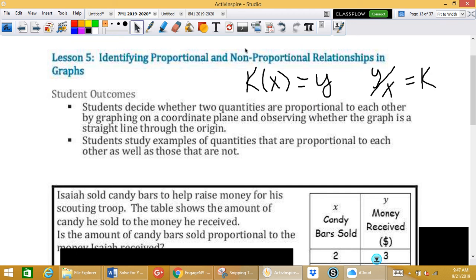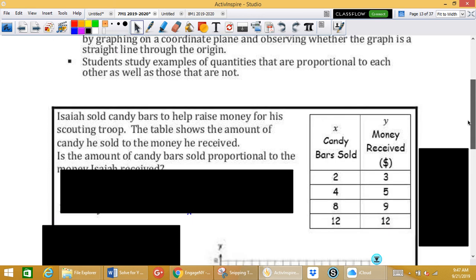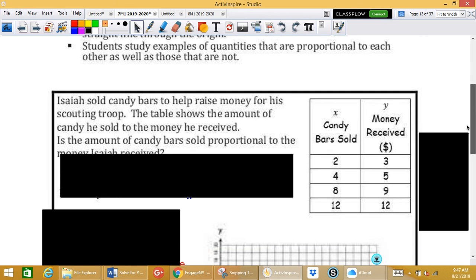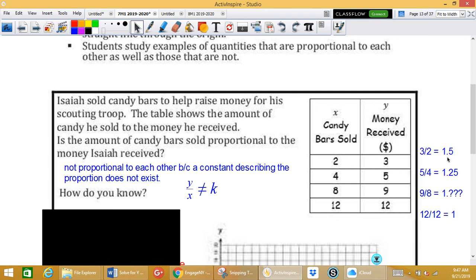So Isaiah sold candy bars to help raise money for his scouting troop. The table below shows the amount of candy bars he sold with the money he received. Is the amount of candy bars sold proportional to the money received? It is not proportional because a constant describing the proportion does not exist.